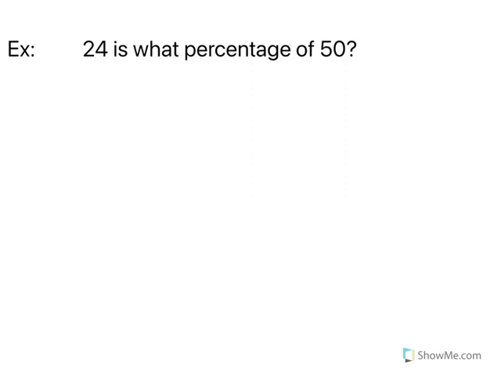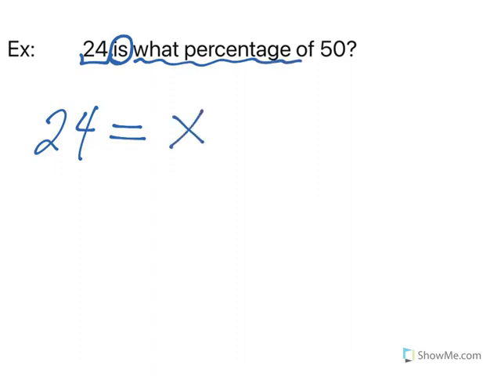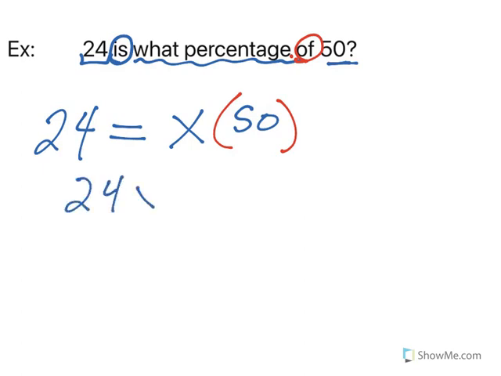24 is what percentage of 50? Keep going, one piece at a time. 24. Next piece is is. Is tells me equals. What percentage? I don't know. I use x. Of means to multiply, and then I have 50. So x times 50, so this could also be written as 50x. If that makes you feel better to have the number in front of the variable, it means the same thing.